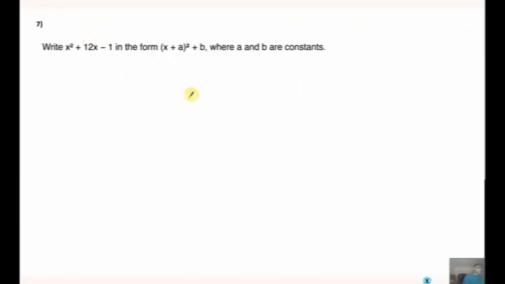Okay, the next thing that we're looking at is solving using a different method. And the clue that's given in the question, it says write this in this format, where a and b are constants, so they are just numbers. A is just a number, b is just a number. Now, what this format is called is completing the square.